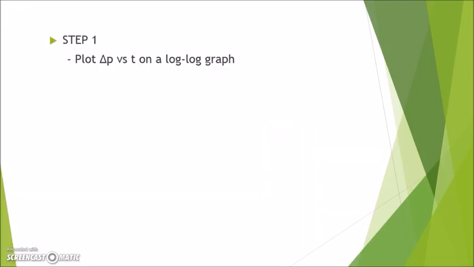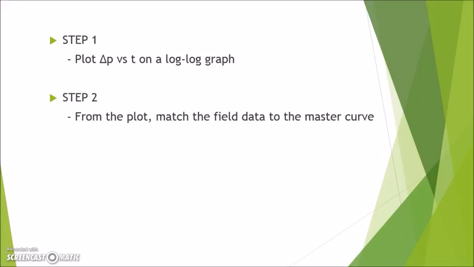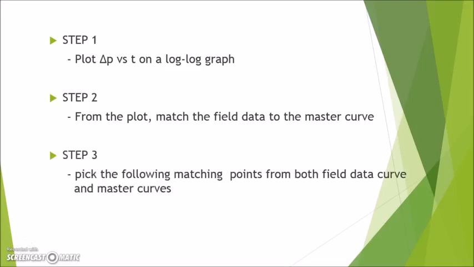For step 1, we need to plot the delta P and time in a log-log graph. Bear in mind that the values of the unit need to follow the field units. For the second step, match the field data to the master curve with the plotted graph. When matching the curves, we also need to adjust the size of the graph to the master curve. The scale and the size of the squares need to align perfectly with the master curve to obtain the best results.